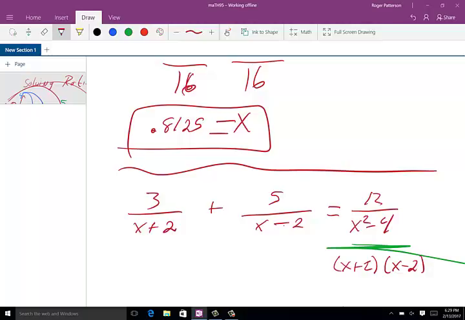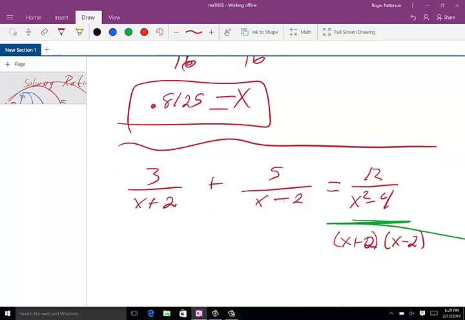Alright. So now we've got that all factored down. What are we going to multiply this whole thing by so that everything goes away on the bottom? x minus 2 and x plus 2. Awesome.